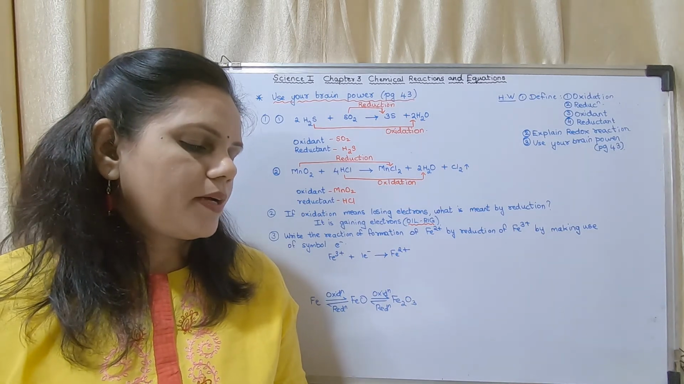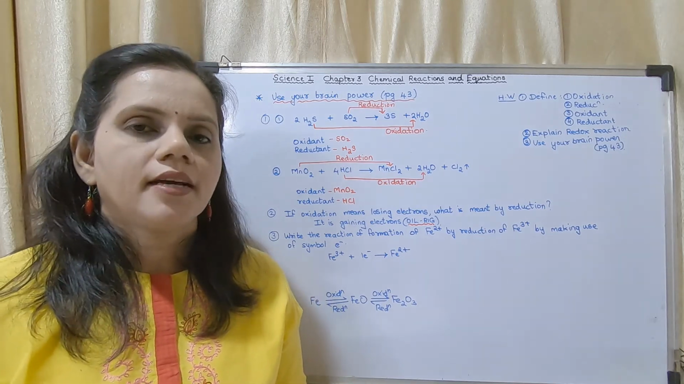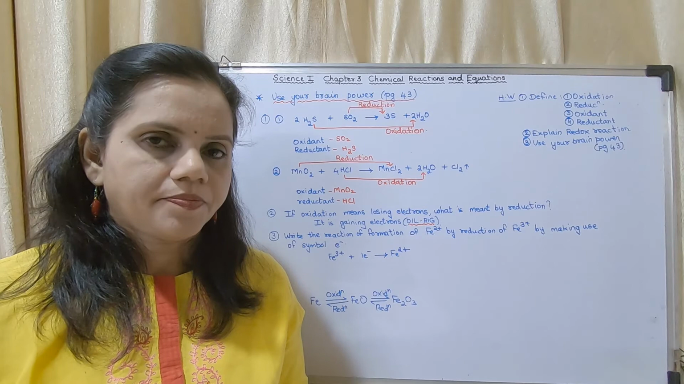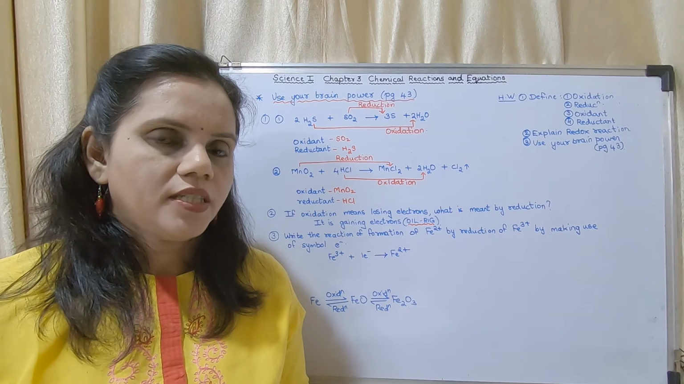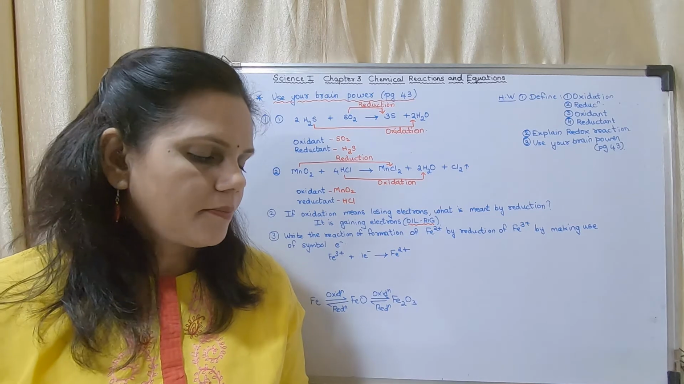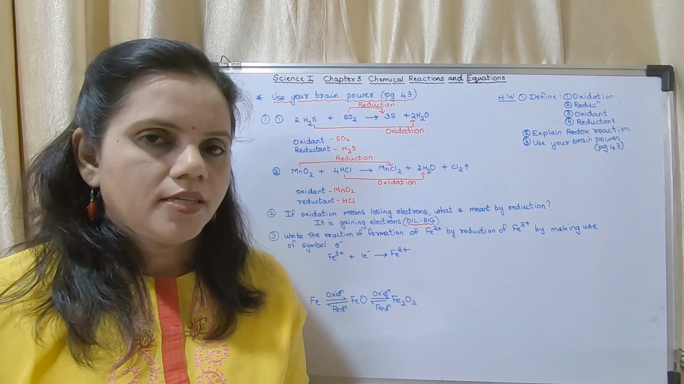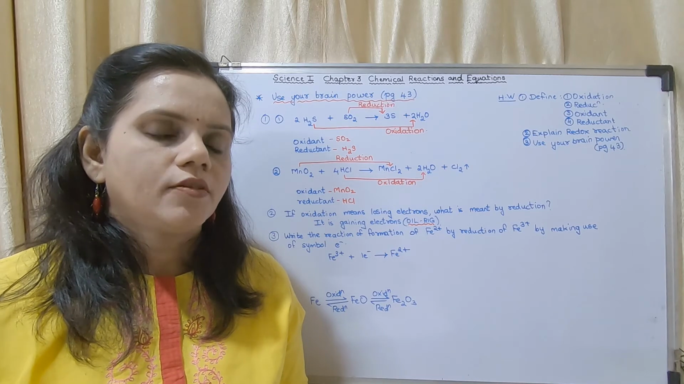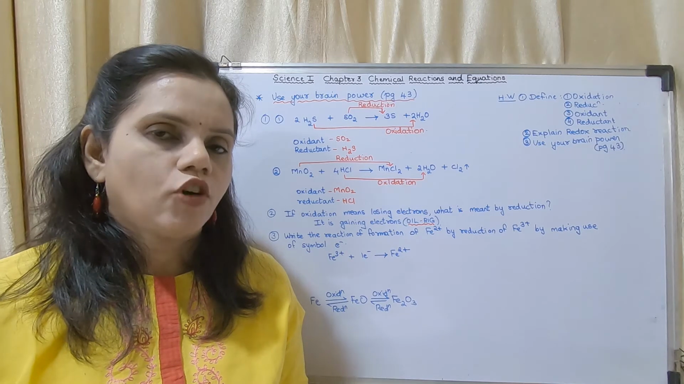Why is potassium permanganate used for cleaning water tanks? There are 3 points. First, it is a strong oxidizing agent. Second, it oxidizes organic matter present in water.